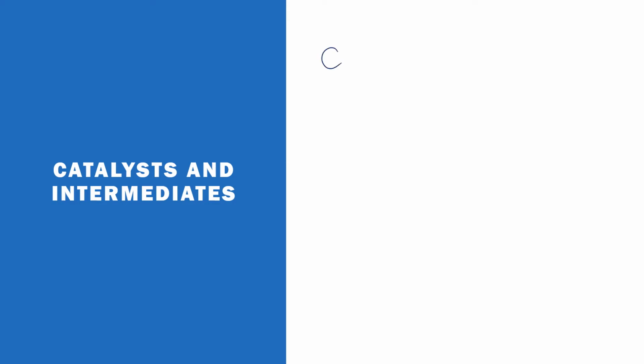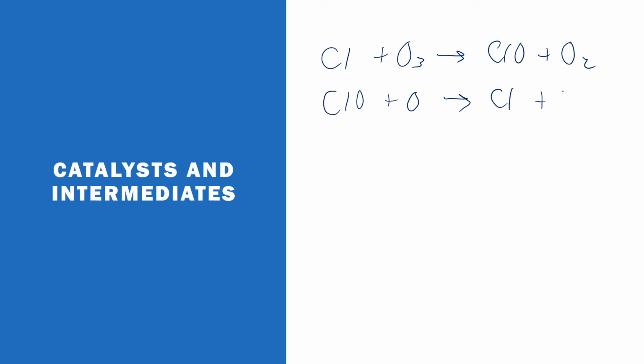Let's say we've got chlorine reacting with ozone to form ClO and O2. And then the second step would be the ClO reacting with oxygen to form chlorine and O2. Now in this one, again, we're going to add up the two steps of the reaction. Both of these are bimolecular elementary steps.